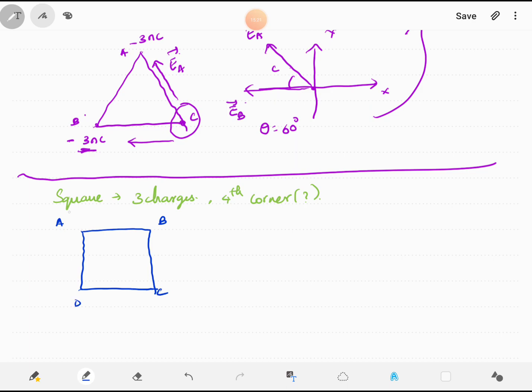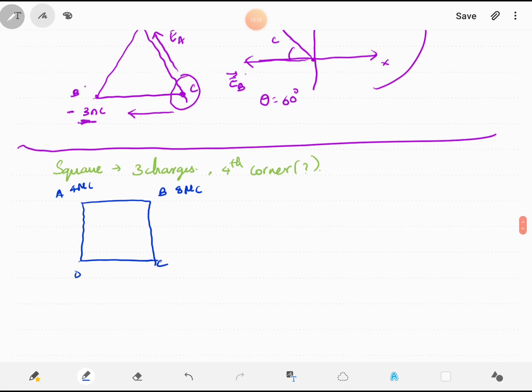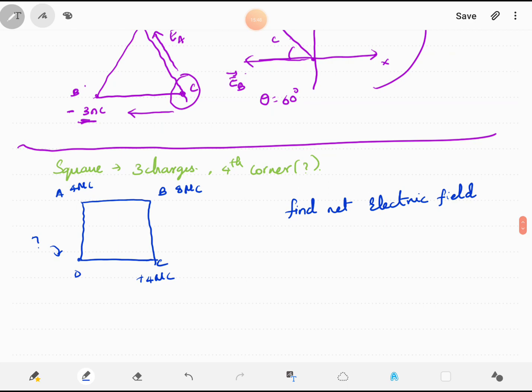At A, the charge given to us is plus 4 microcoulomb. At B, the charge given to us is 8 microcoulomb. And at C, we are given one more charge, which is plus 4 microcoulomb. And at D, we are supposed to find the net electric field at point D for the given charge configuration.